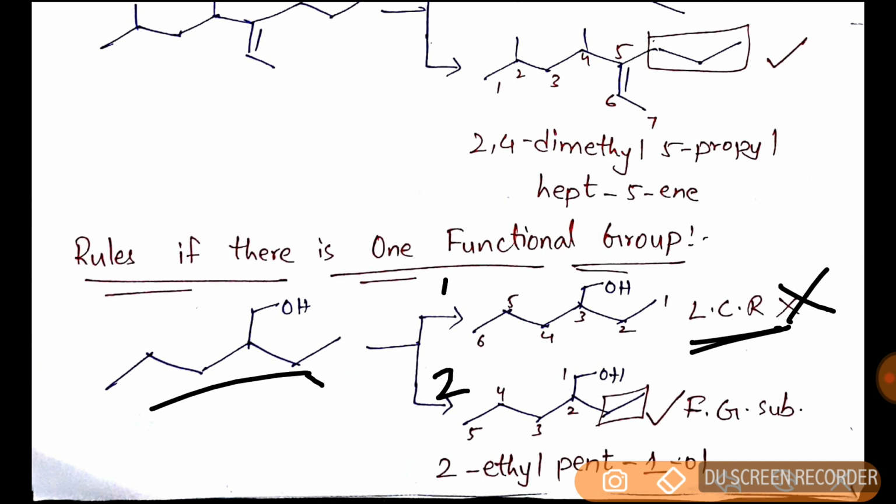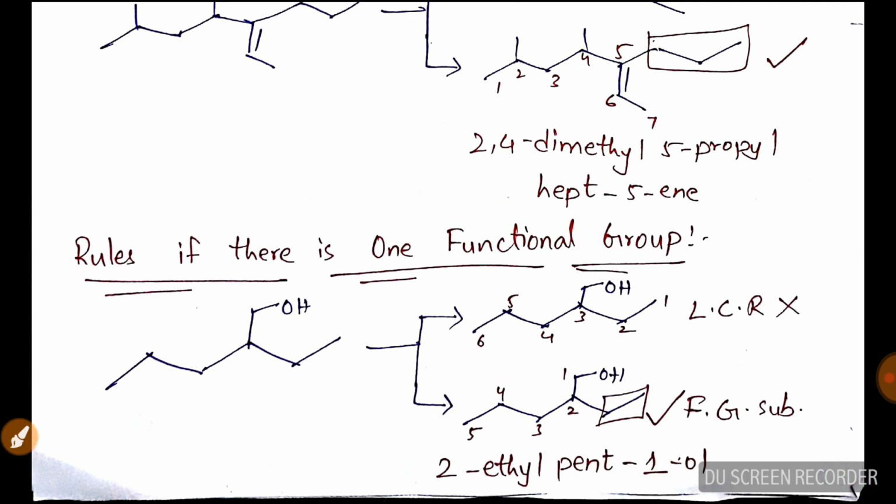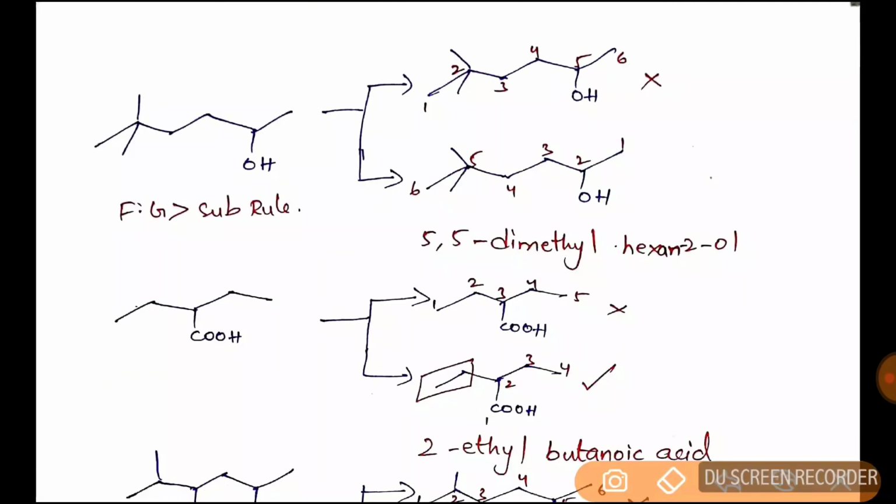So as you could see here, this is a substituent at 2nd position, and the nomenclature is 2-ethyl. At 2nd position, there is this ethyl group, 2-ethyl pent, 5 carbons. At 1st position, there is alcohol, so 1-ol. So this is how you should write this nomenclature when there is one functional group. As I have told you before, if there is a functional group, then longest chain rule and substituent rule are just neglected.